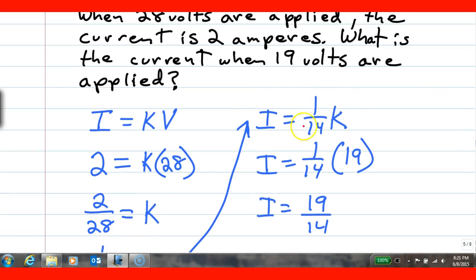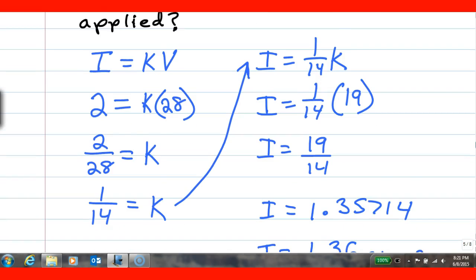Now that I know K, I'm going to come back and take that same formula and plug that 1/14 in. And I'm going to use the what is the current when it's 19 volts. So I'm going to take the 1/14 times the 19, and I'm going to find out what that current is. I see that it comes out to 19 over 14.